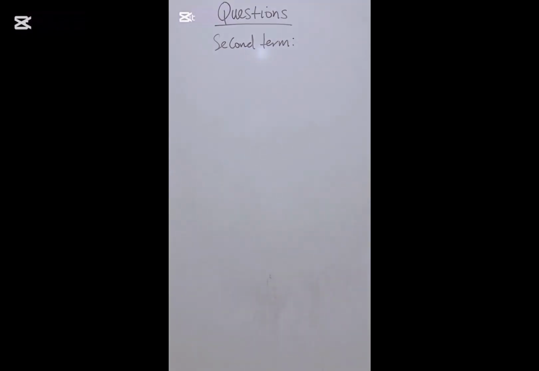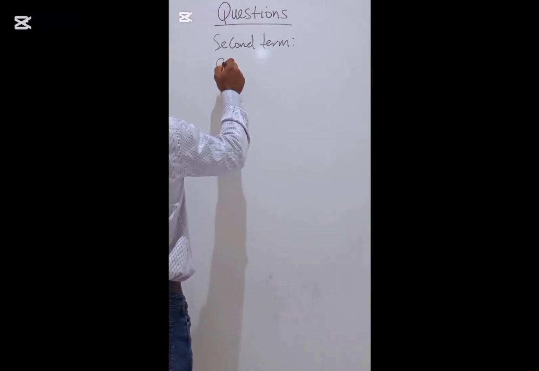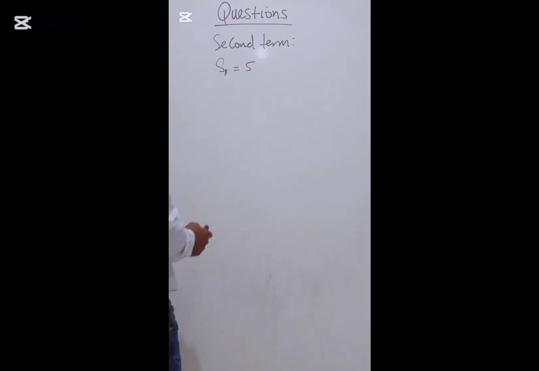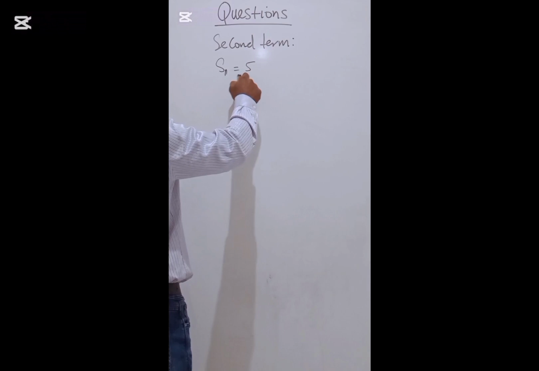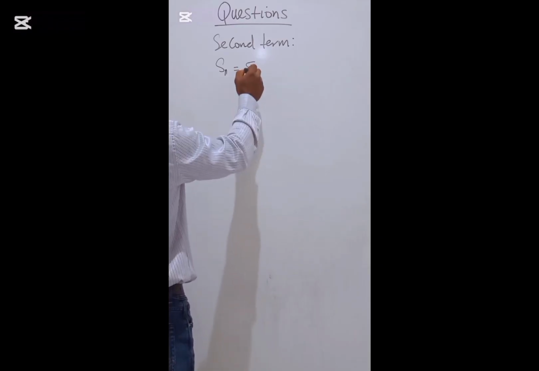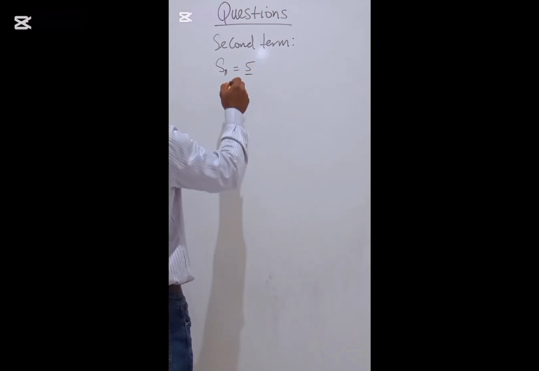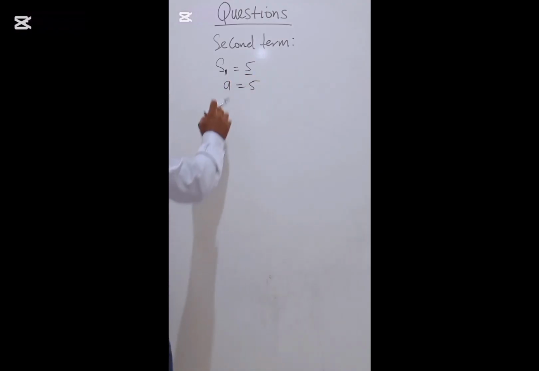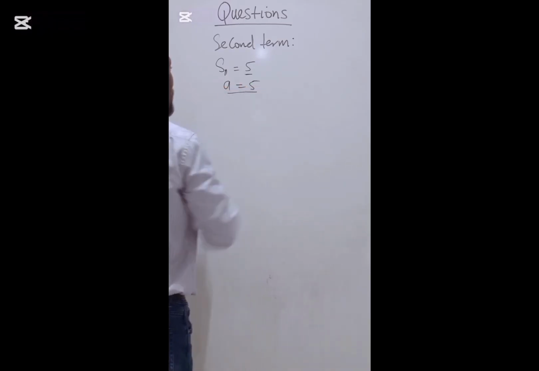Okay, so we have the sum of the first term, which is equal to 5. Because 5 is the first term in the sequence, and it is the only number that we know is in the sequence for now, we are going to take it as the first term of the sequence. So A, which is the first term, is also equal to 5. That answers the first question. The question says we should find the first term of the sequence. So the first term is equal to 5.